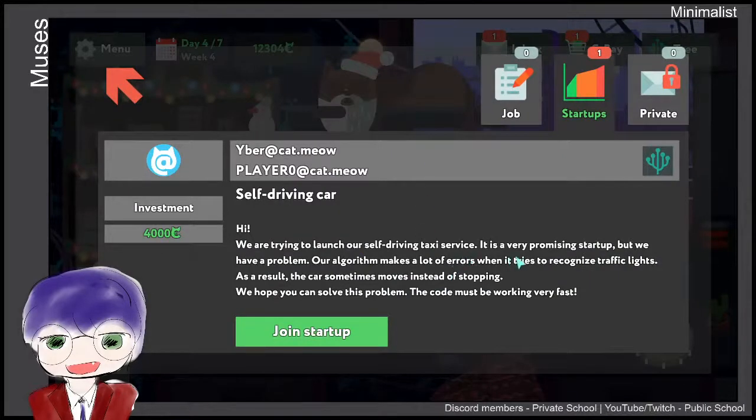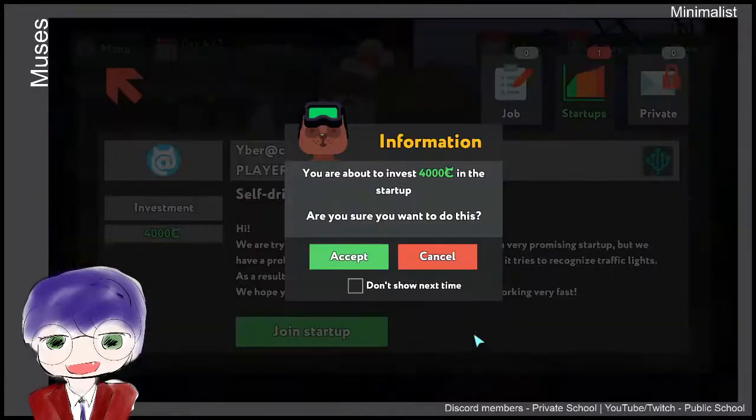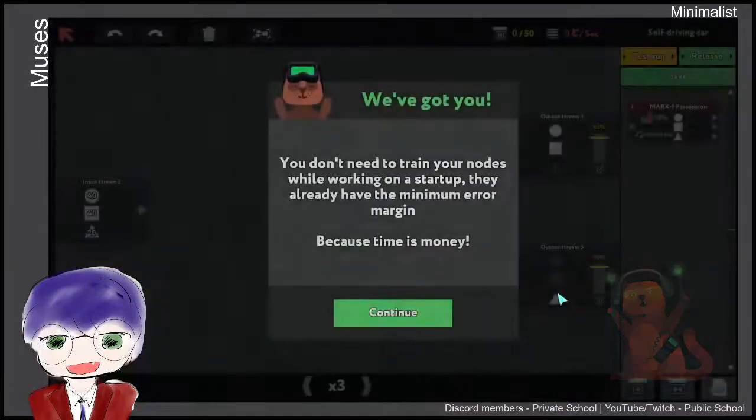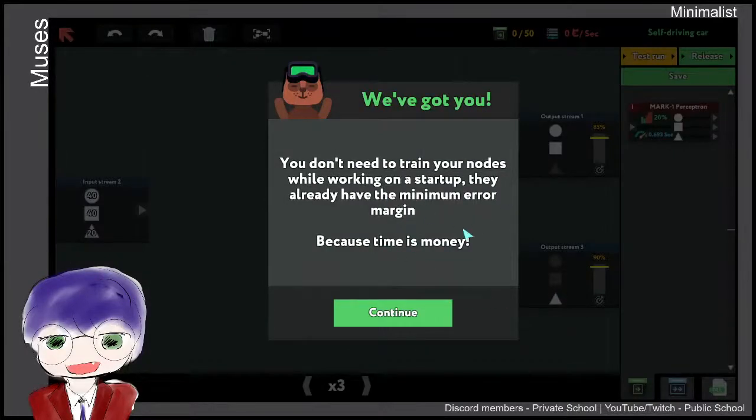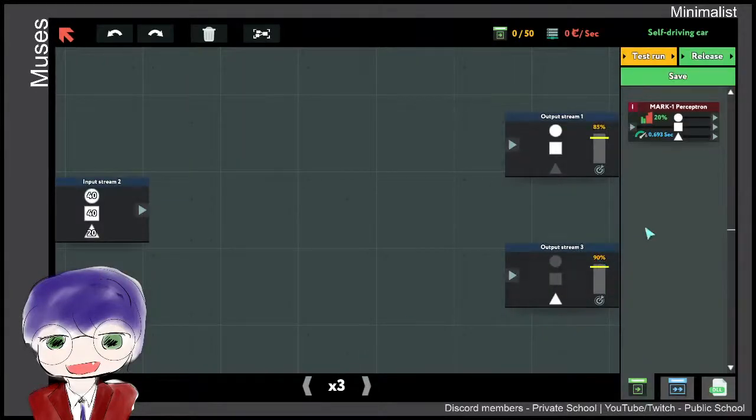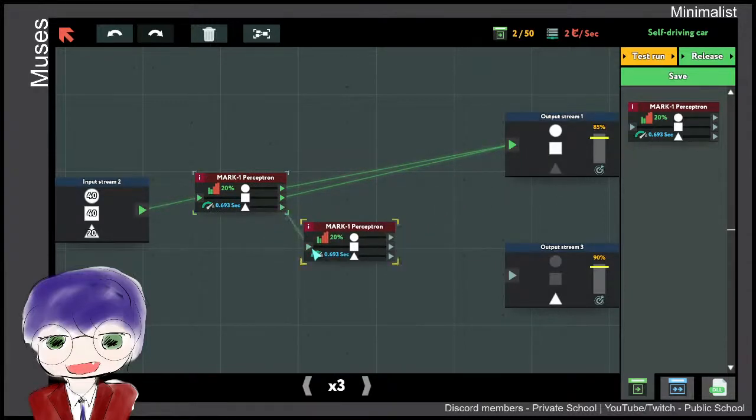We're trying to launch our self-driving taxi service, but we have a problem. It makes a lot of mistakes when it tries to recognize traffic lights. Invest 4,000 into this. Yeah, why not? Wow, thank you so much. Oh, we don't want to do this actually. It needs to be 90%, and this isn't 90%.